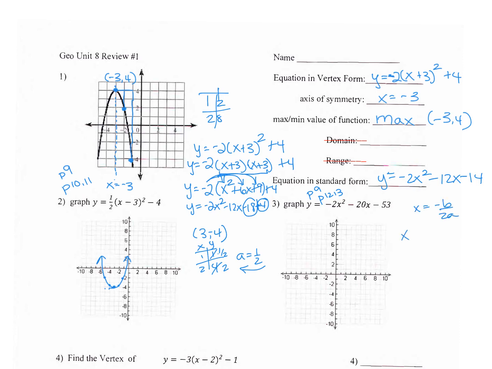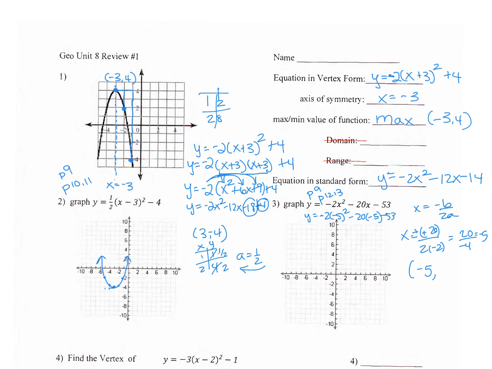So my x coordinate is equal to a -20 all over 2 times -2. So -20 is +20 over -4 is a -5. So the x coordinate of my vertex is -5, and my axis of symmetry would be x equals -5. So now I need to go find my y value. So y equals negative 2 times negative 5 squared minus 20 times a negative 5 minus 53.